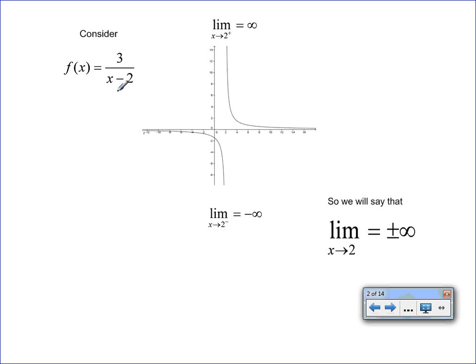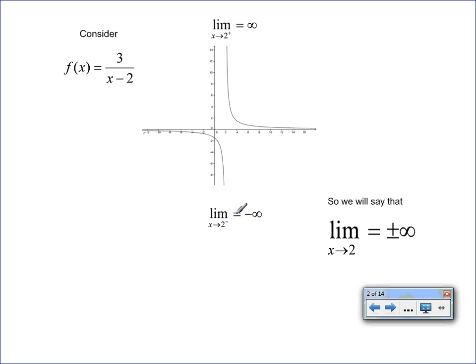If we take numbers that are really, really close to 2, say we look at it from above, we take a number that's slightly bigger than 2, we're going to end up with 3 divided by a really, really small number, right? And so that's going to turn out to get really, really big, really, really fast. So big that we probably would call it infinity.